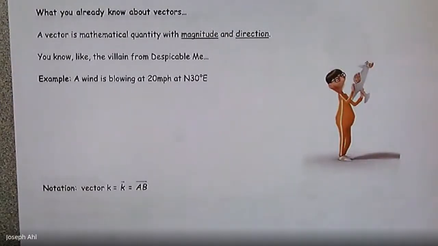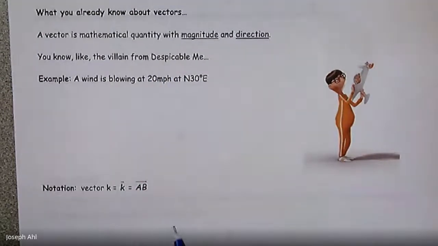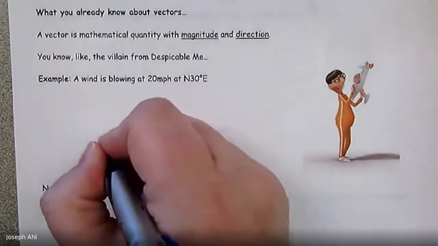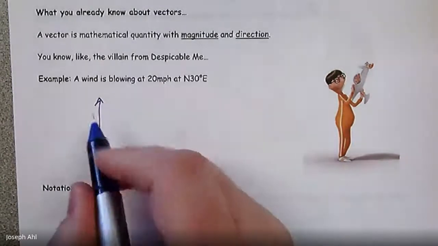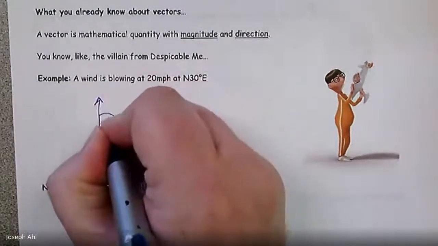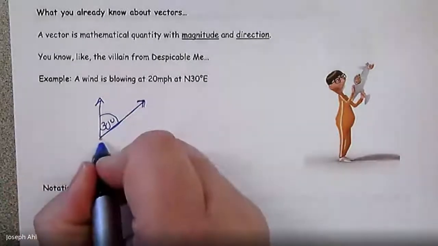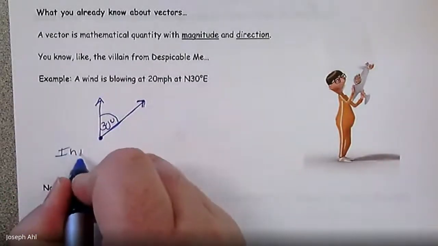All right, so what do we have as an example? If we have a wind blowing at 20 miles per hour at north 30 degrees east, well, we've got a certain magnitude or force behind that. And then this is the direction that the vector would be pointed in. So if we start with a line, let's say due north, and we rotate 30 degrees east of that, we have that this vector right here is the wind vector that we're talking about that has an initial point right here.